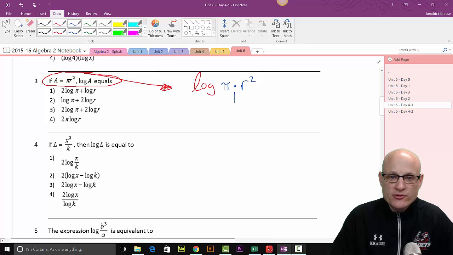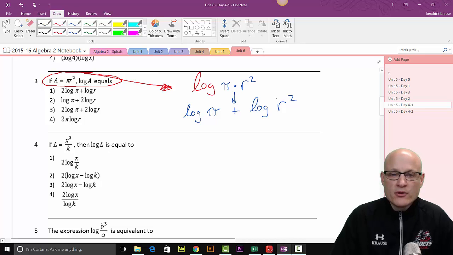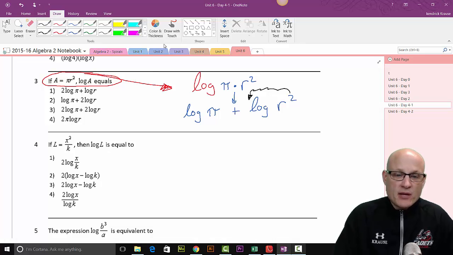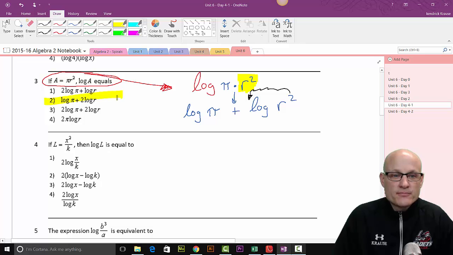Okay, well I have multiplication. That's going to turn into addition. So it's the log of pi plus the log of r squared. And then you remember that exponents come out in front of the word log. But notice, and you've got to be very careful, the only thing that has the exponent is the r, not the pi. So the right answer is right here. Choice 2. Hope you got it.